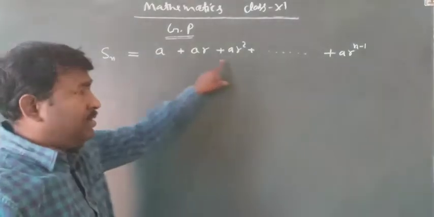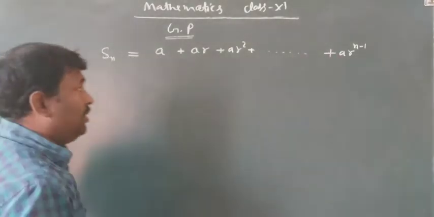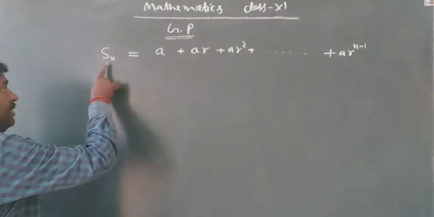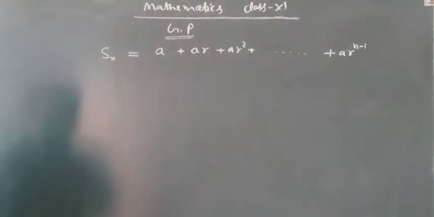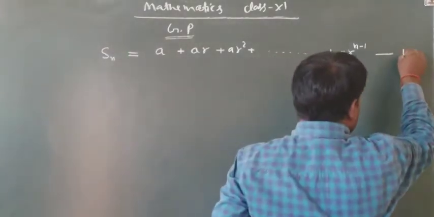So let there be n terms in a GP and its sum is given by Sn is equal to a plus ar plus ar square plus and so on up to ar power n minus 1. Now let this be equation number 1.